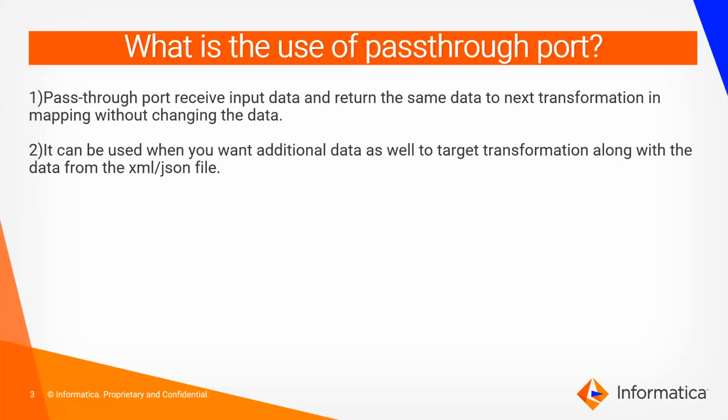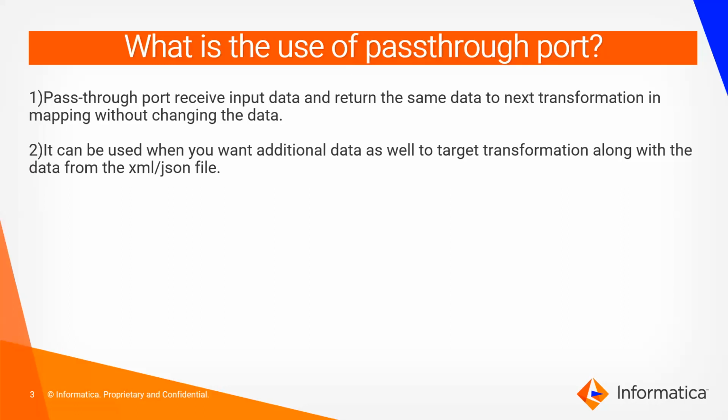Basically, a pass-through port receives input data and returns the same data, whatever it received, to the next transformations in the mapping without changing the data. It can be used when you want additional data as well to the target transformation along with the data from the XML or JSON file. For example, when you use a structure parser, that means your source should be XML or JSON. So it will parse and give output as relational.